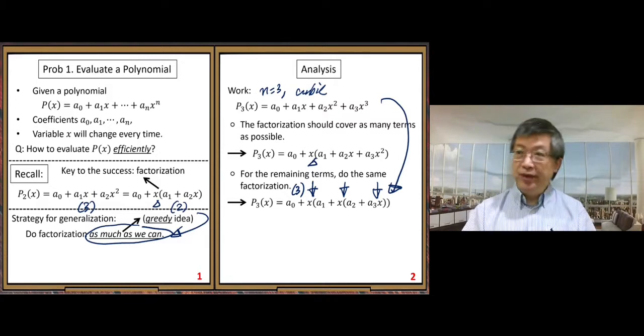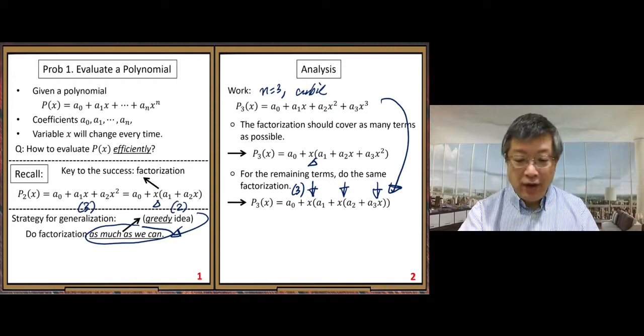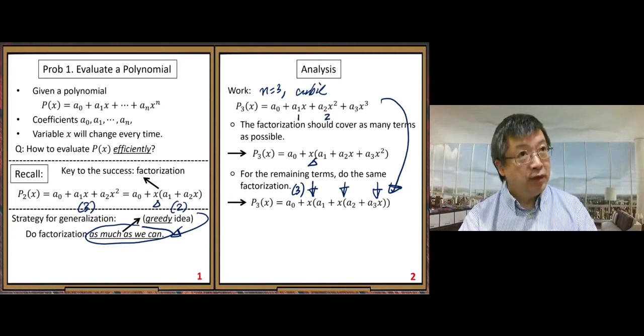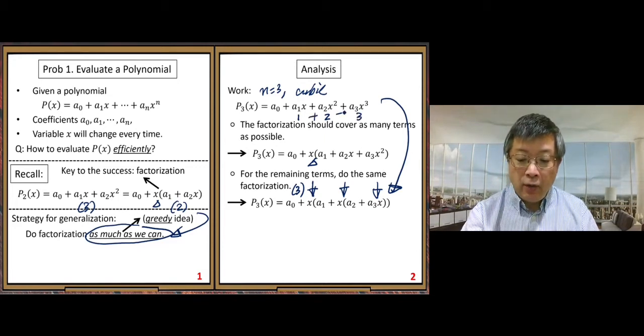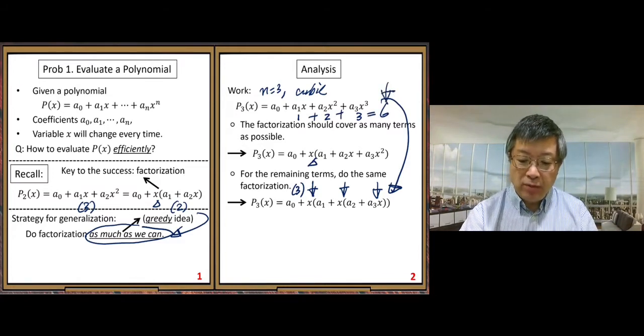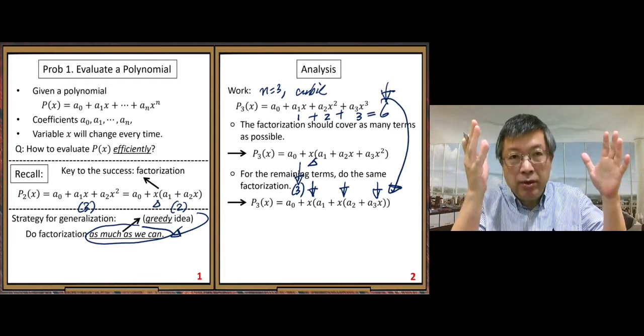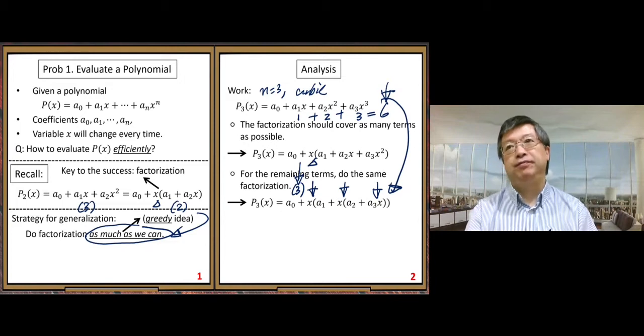How much improvement do we have comparing with the old method? For the old method, 1 multiplication here, 2 multiplications next term, 3 multiplications the last term. Adding together, we get 6 multiplications. So we reduce from 6 multiplications to 3 multiplications. We cut the number right in half. 6 becomes 3, that kind of reduction, 50% reduction.